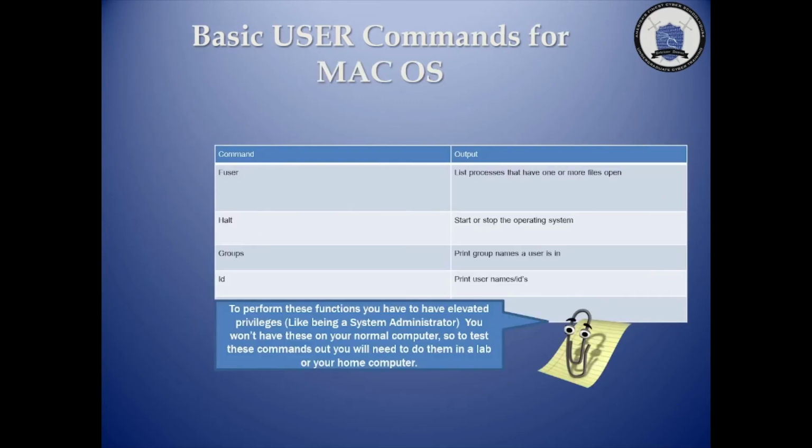And then for those on the Mac operating system, here are some basic user commands. The first one, fuser, is going to list the processes that have one or more files open. We have halt, that's going to start or stop the operating system. We have groups, that will print the group names a user is in, and then ID, the output being that it will print usernames and IDs. Again, to perform these functions, you have to have those elevated privileges like being a system administrator, and you're not going to have those on a normal computer, so you need to test them in a lab or your home computer.